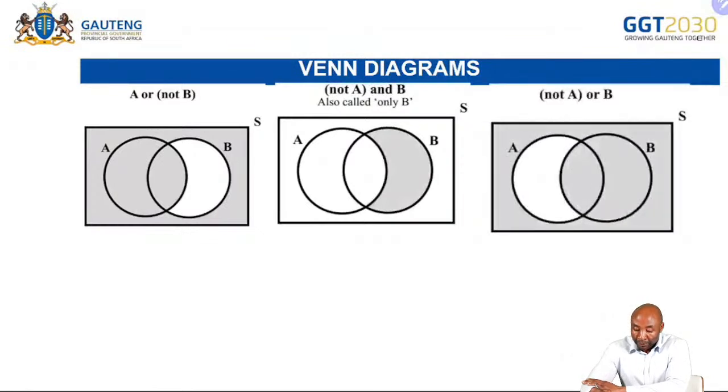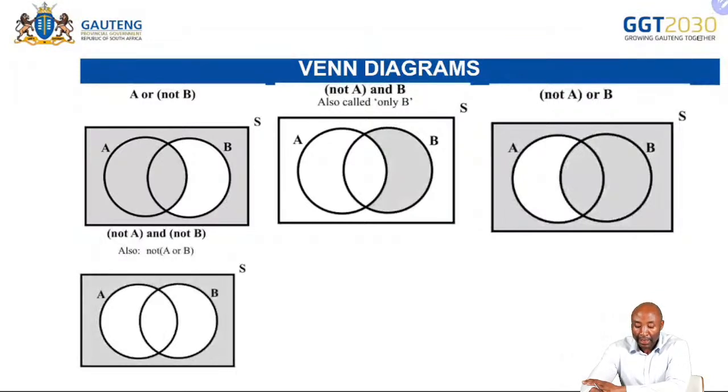Now, not A or B. Not A, you will shade everything outside circle A. Or B, you are shading everything that is in B. So you are only looking at only A.